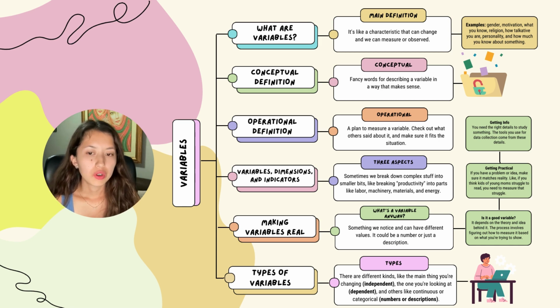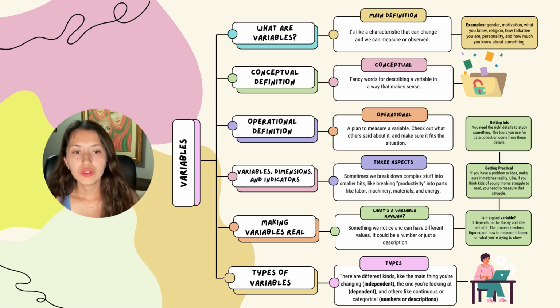And what about the operational definition? The operational definition is a plan to measure a variable. Here we have to check out what others said about it and make sure it fits the situation. Now, moving on to variables, dimensions, and indicators, we have three aspects to take in mind.